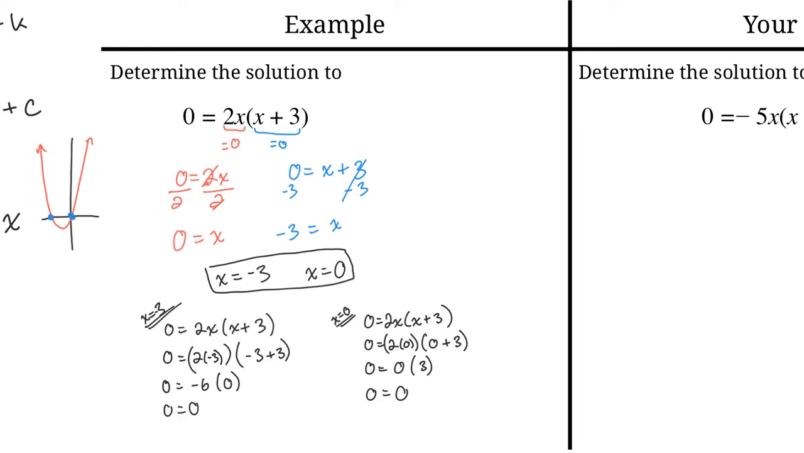So when our equation was equal to 0, when y is equal to 0, that's right here, that happened at x equals negative 3, and when x is equal to 0 right here. So those are our two possible solutions to our quadratic equation when it's equal to 0.